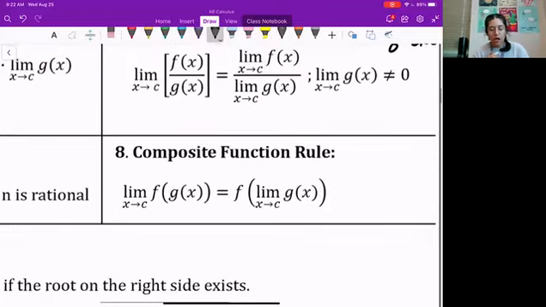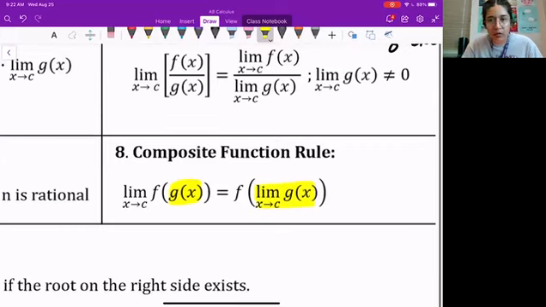Okay, now the composition function rule. I think if I had to pick the hardest one, it's this one. It's not that it's hard, it's just maybe not what you would imagine. If I'm trying to find the limit as x approaches c for f of g of x, what they're saying is you can find the limit just for that inside function, the limit as x approaches c for g of x.